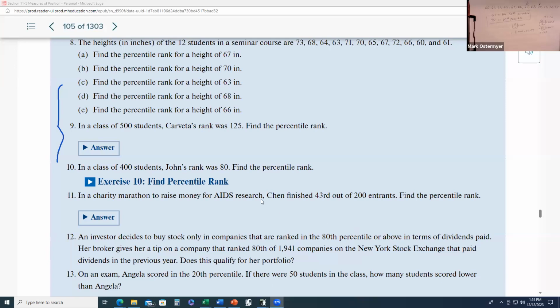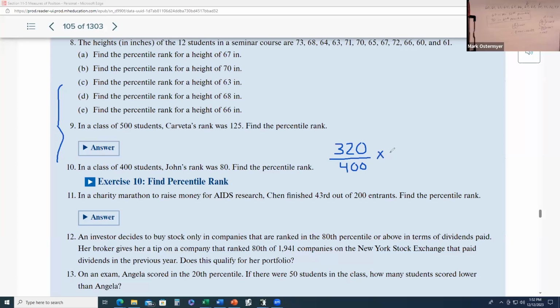Well, let me ask you this. How many students were ranked below John? How would you determine that? The number of students ranked below John. 400 take away 80, which would be 320 students. Do you agree? So 320 students were ranked below John. So here's what we have to do. We're going to take 320, which again was found by taking 400 minus 80, and we're going to divide that by 400. And then we're going to multiply this by 100%.